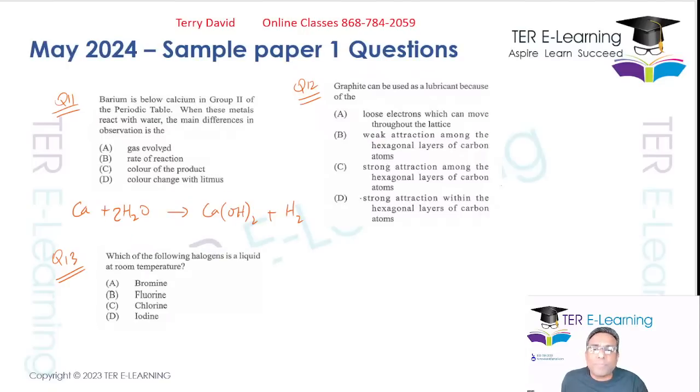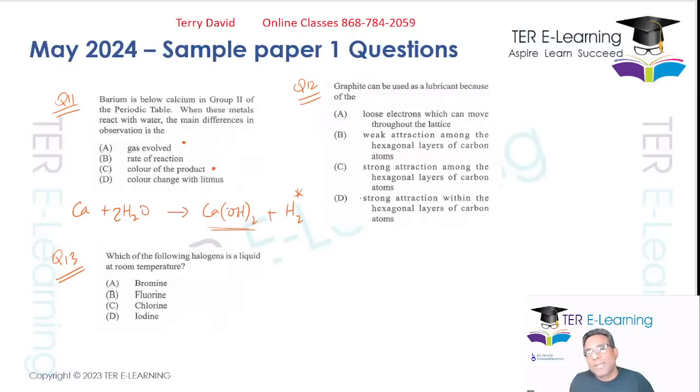Now, both of them, barium as well as calcium, are going to produce hydrogen gas, right? So hydrogen gas is going to be evolved in both of them. In terms of the rate of reaction, let's come back to that. The color of the product: the product that we're going to get here is calcium hydroxide, which is typically whitish. Barium hydroxide is also going to be whitish. So they're going to have the same color, right?